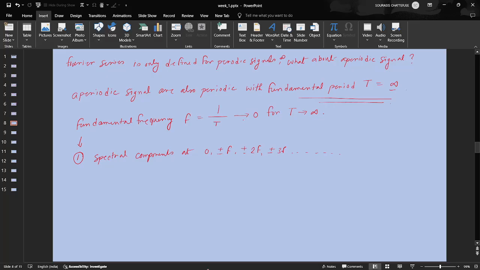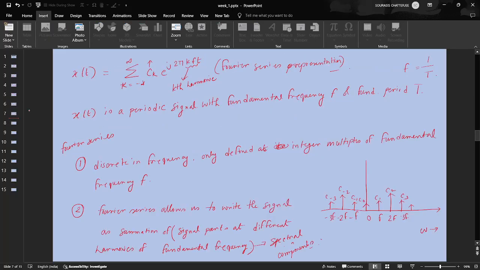But what if f tends to 0, very minute? Consider this plot I have drawn here for a periodic signal. If f is very small, then the gap between f and 2f is going to be very small, right?